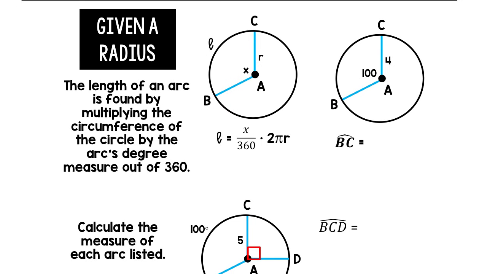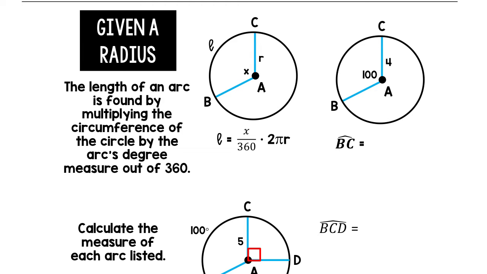If we're given a radius and we want to find arc length, the length of an arc is found by multiplying the circumference of the circle by the arc's degree measure out of 360. In other words, we use this formula to find the arc length, where x is the sector that we care about. 360, that's the measure of the circle all the way around. And 2 pi r is circumference, if you have forgotten.